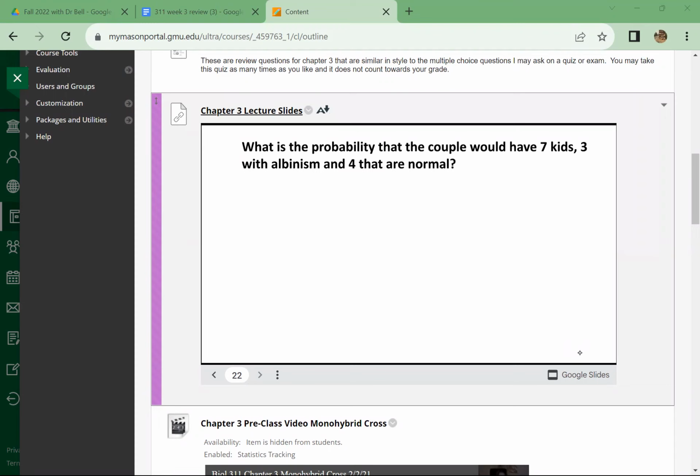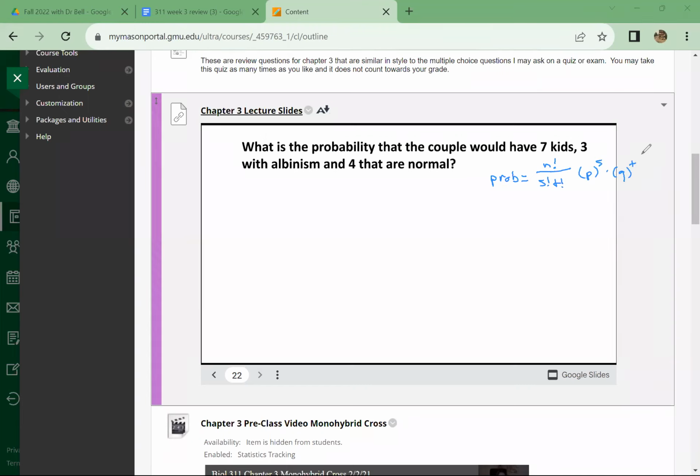So right away, we can pick out that we're going to have to use that funky long equation, the probability of this occurrence, 3 with albinism and 4 that are normal out of 7. We should be able to instantly pick out that we're going to have to use this equation. Why do you think so? Because there's different probabilities of different other ways that it could have gone.